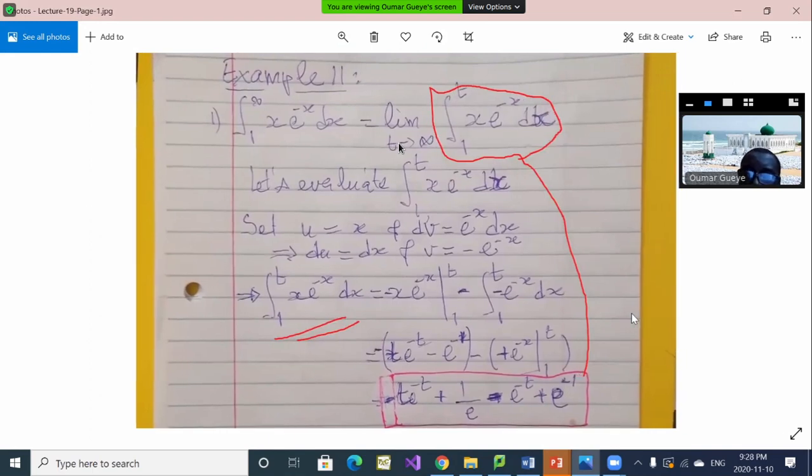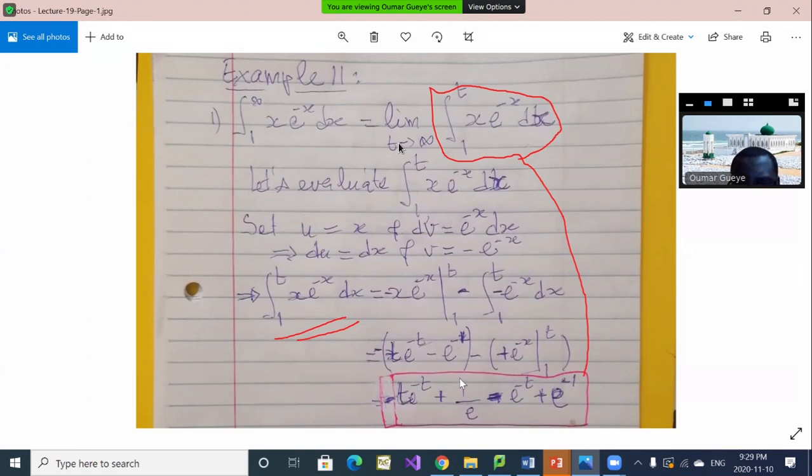Is it okay? So next we have to replace the integral here by its value, because we already calculated it. We put it back here and let now t go to infinity. When you do so and calculate the limit of the first term, you will get an indeterminate form, because when t is going to positive infinity, e to the power negative t is going to 0. So we'll get minus infinity times 0, which is an indeterminate form.